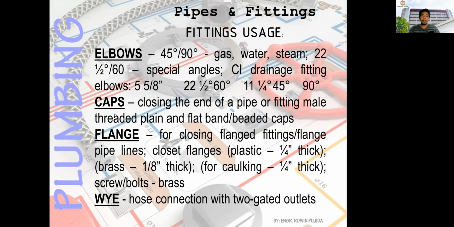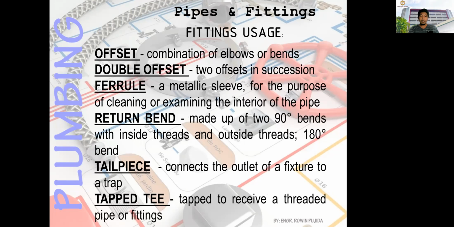And then for cups, you have the closing at the end of a pipe or fitting: male or female, threaded, plain and flat, band, beaded cups. Then you have the flange for closing flange fittings, flange lines, and flange closet flanges. And then the Y, this is for hose connection with two gated outlets.